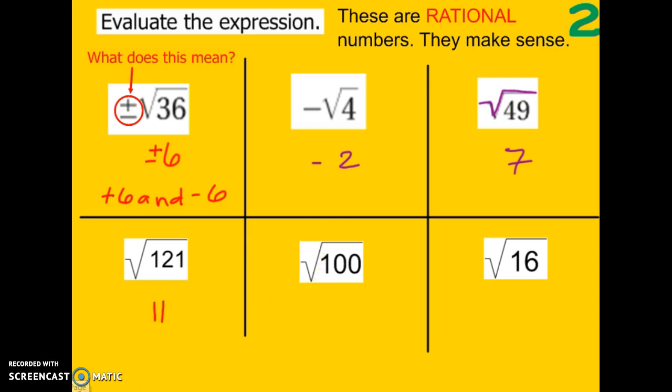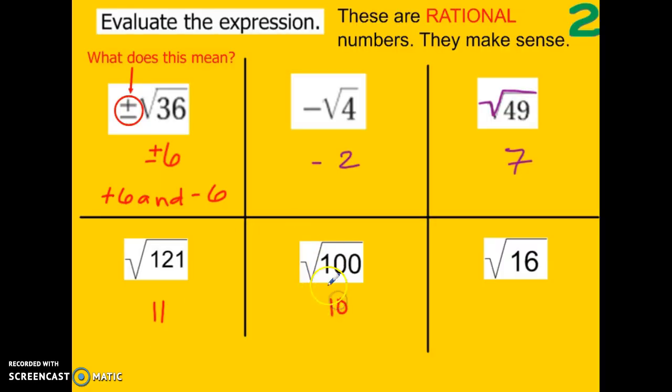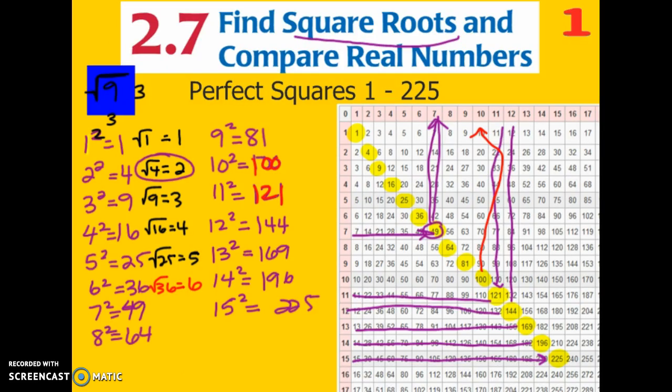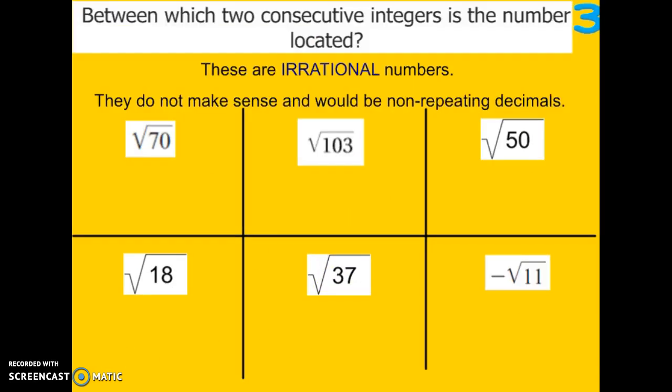Square root of 100, this one hopefully you know, square root of 100 is just going to be 10, because 10 times 10 is 100. And then last, 16. The square root of 16, what number multiplied by itself gives us 16? Well, 4 is. So just 4. Those are all nice rational numbers. They make sense. They're on our list of perfect squares.